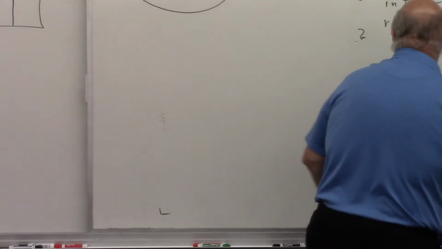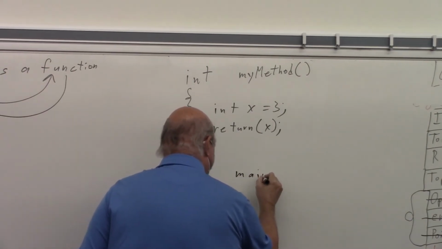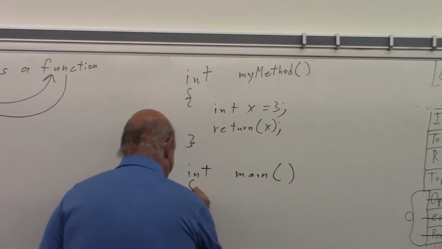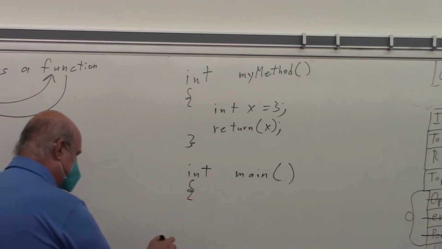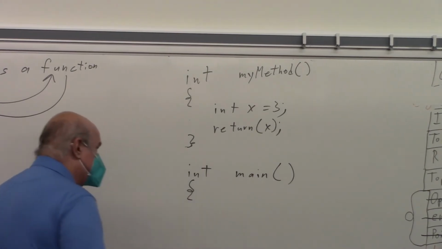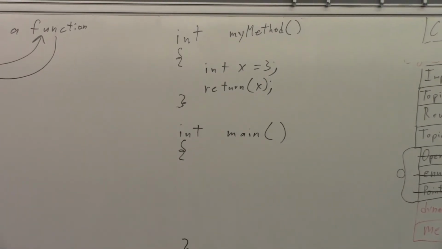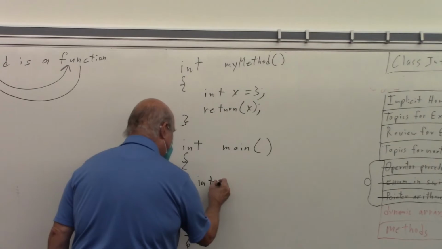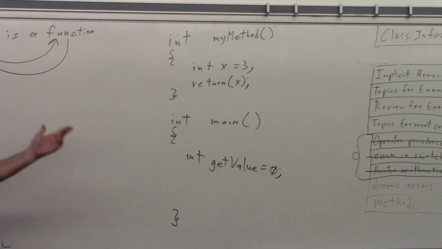So to continue on with this function, with this method, you guys have been using methods all along. You've just been using the special case of main, which is where every C program starts. You've been using methods all along. But what you really want to do is to modularize your program to put it in small pieces that are more easily understood. So let's suppose you just declare an integer variable called getValue.